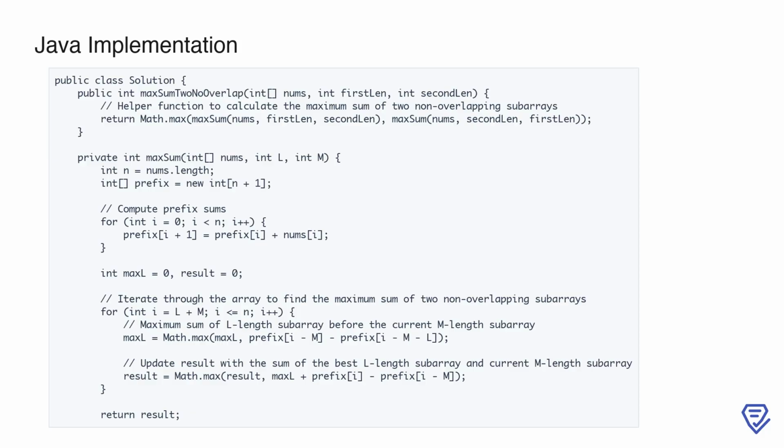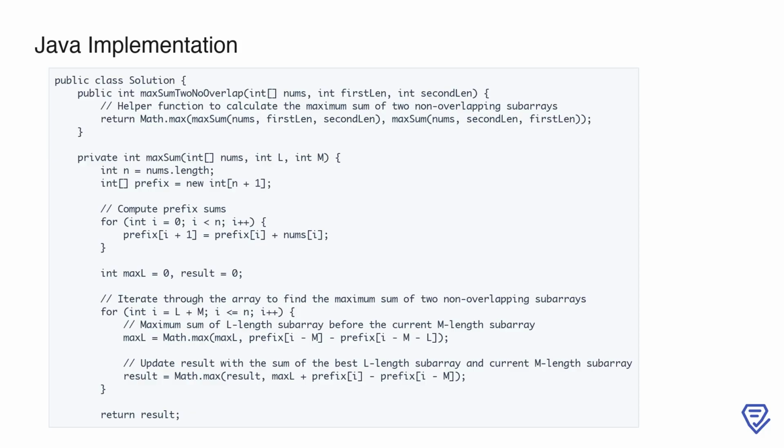Within the maxSum function, we first compute the prefix sums for the input array. The prefix sums help us efficiently calculate the sum of any subarray by subtracting the appropriate values. Next, we initialize two variables, maxL, which tracks the maximum sum of an L-length subarray encountered so far, and result, which stores the overall maximum sum of the two subarrays. The core of the function involves iterating through the array starting from index L plus M, as this ensures we have enough elements to form both subarrays.